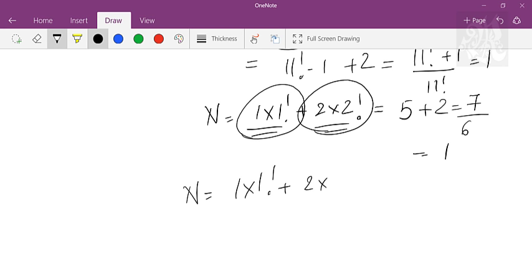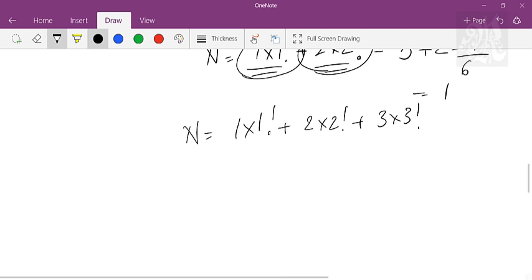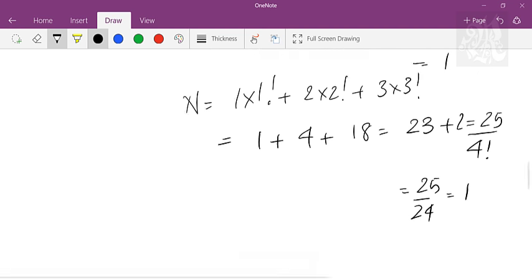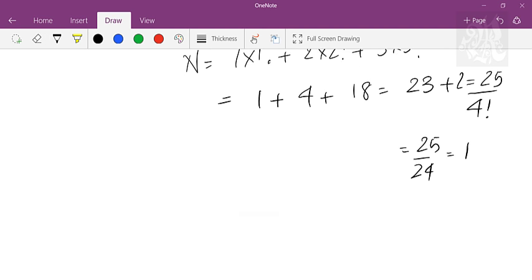Now this is going to give you 1 plus 4 plus 18, that's going to give you 23. Okay, plus 2 is going to give you 25, divided by 4 fact, which is 24. So 25 divided by 24 is remainder 1 again. Now for sure you can mark the answer here. Okay, 1. Right, so this is going to be the kind of pattern that quant is going to follow.